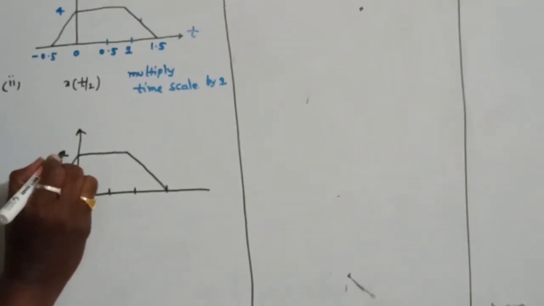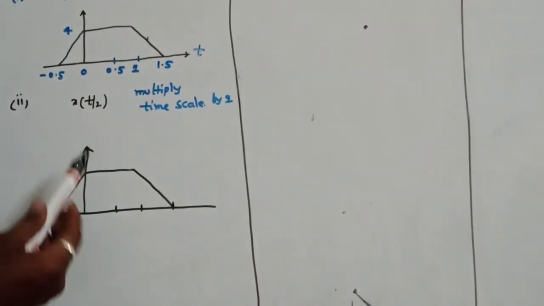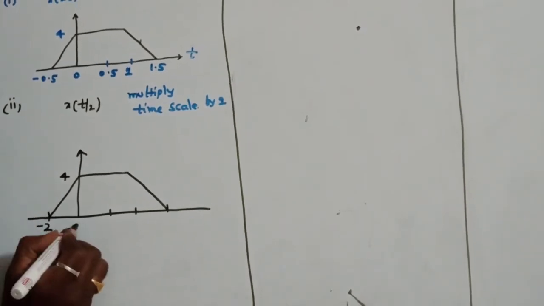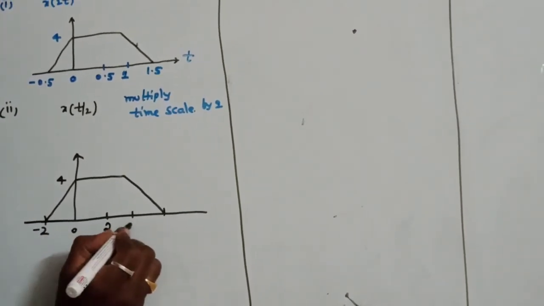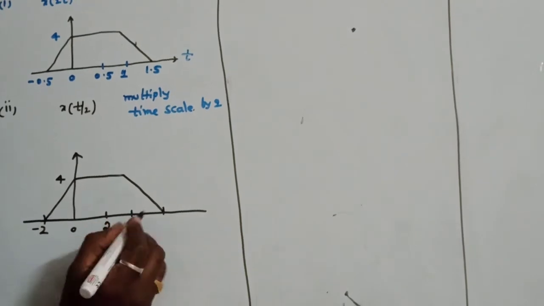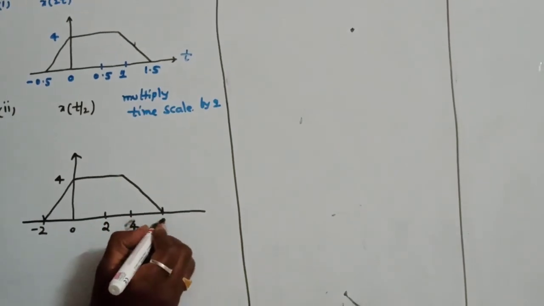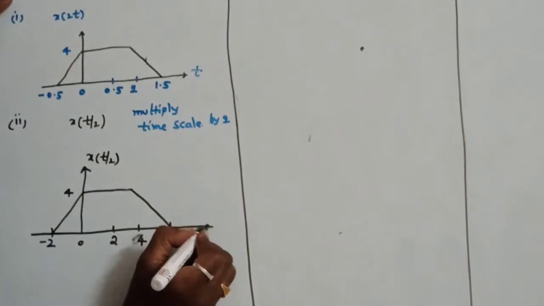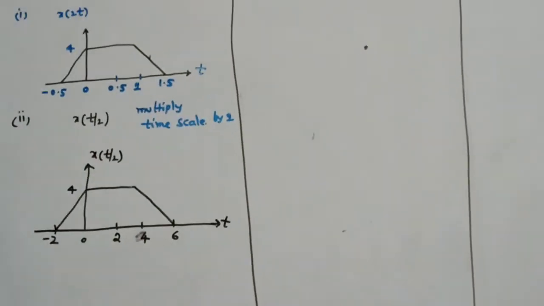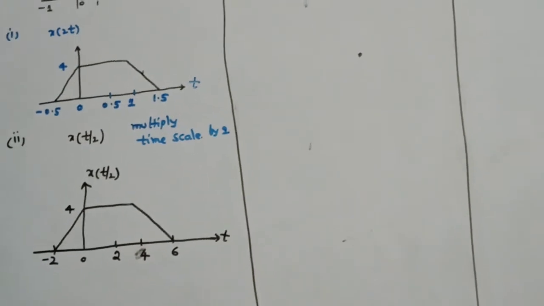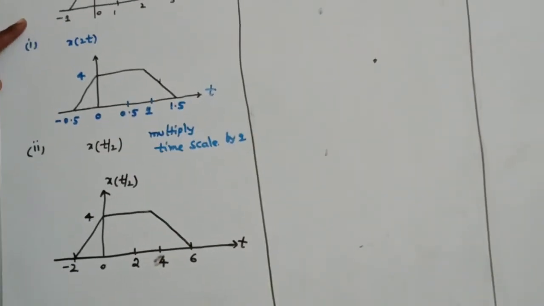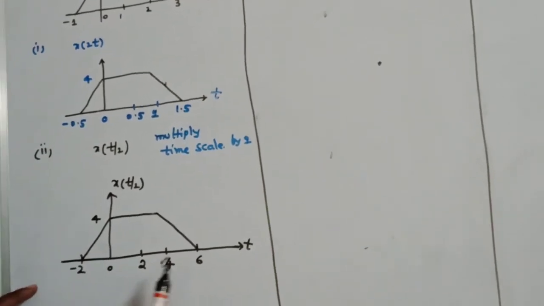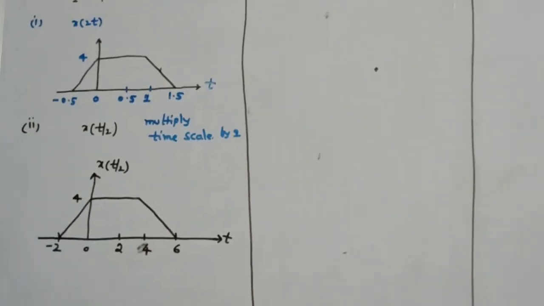The amplitude reaches 4. So what we have to do is multiply by 2. So -1 into 2, -2. 0. 2 into 1, 2. 2 into 2, 4. 2 into 3 is 6. So this is the x of t by 2 graph versus t. We can clearly see that the original signal is extending from -1 to 3. The same signal is expanded from -2 to 6. So this is called expansion of the given signal.